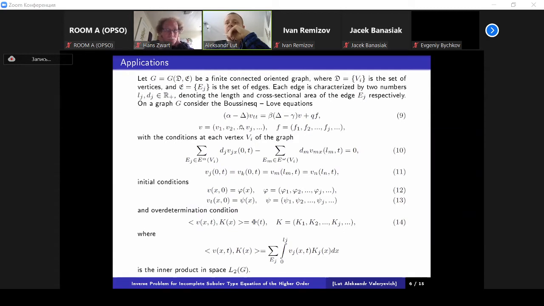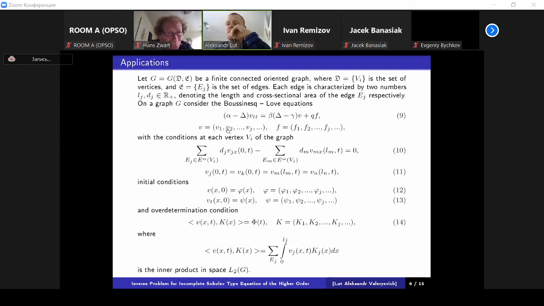Next, the Barenblatt-Zheltov-Kochina mathematical model on a graph was considered. The graph represents a structure consisting of elastic rods. The vector function V describes the longitudinal displacements of the rod at point x at time t.